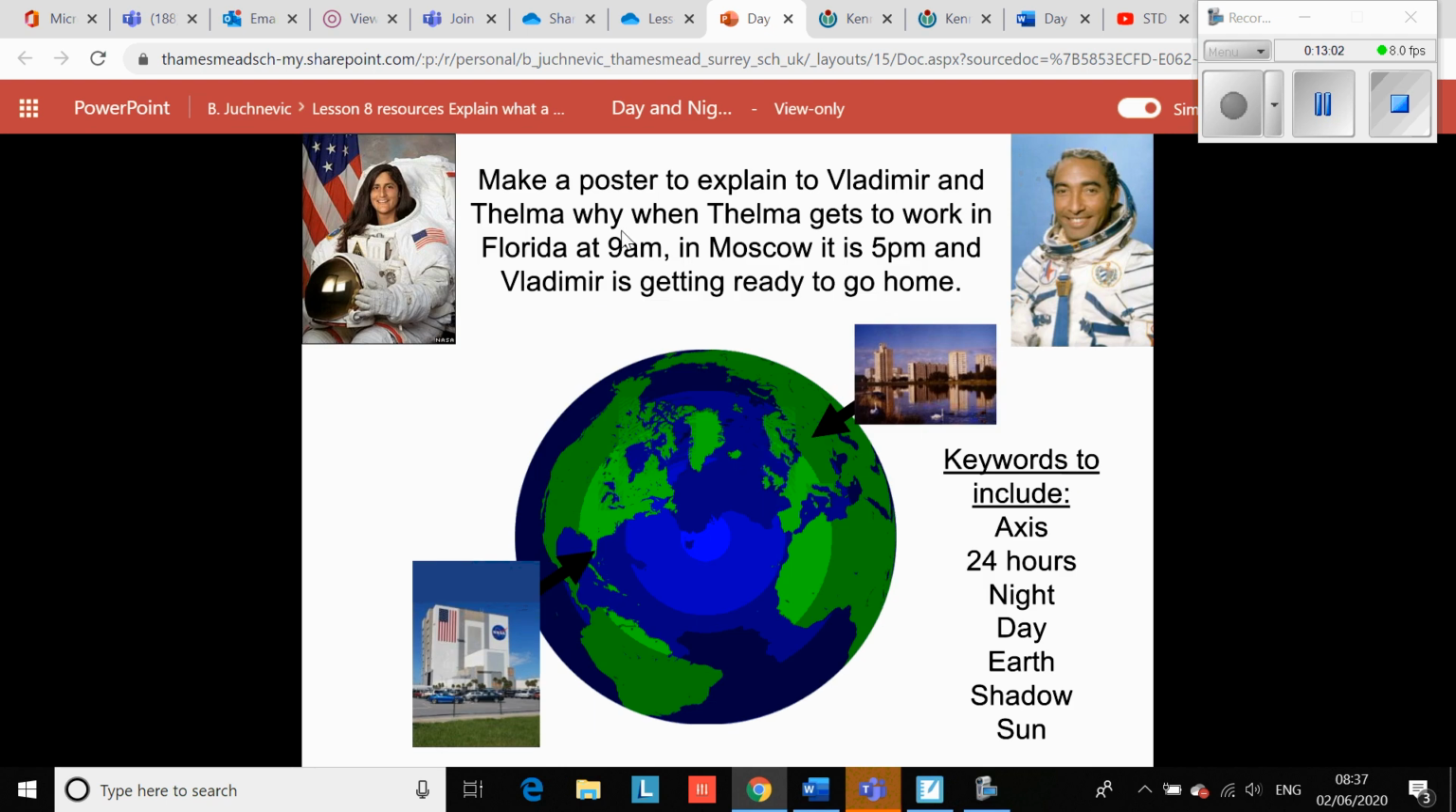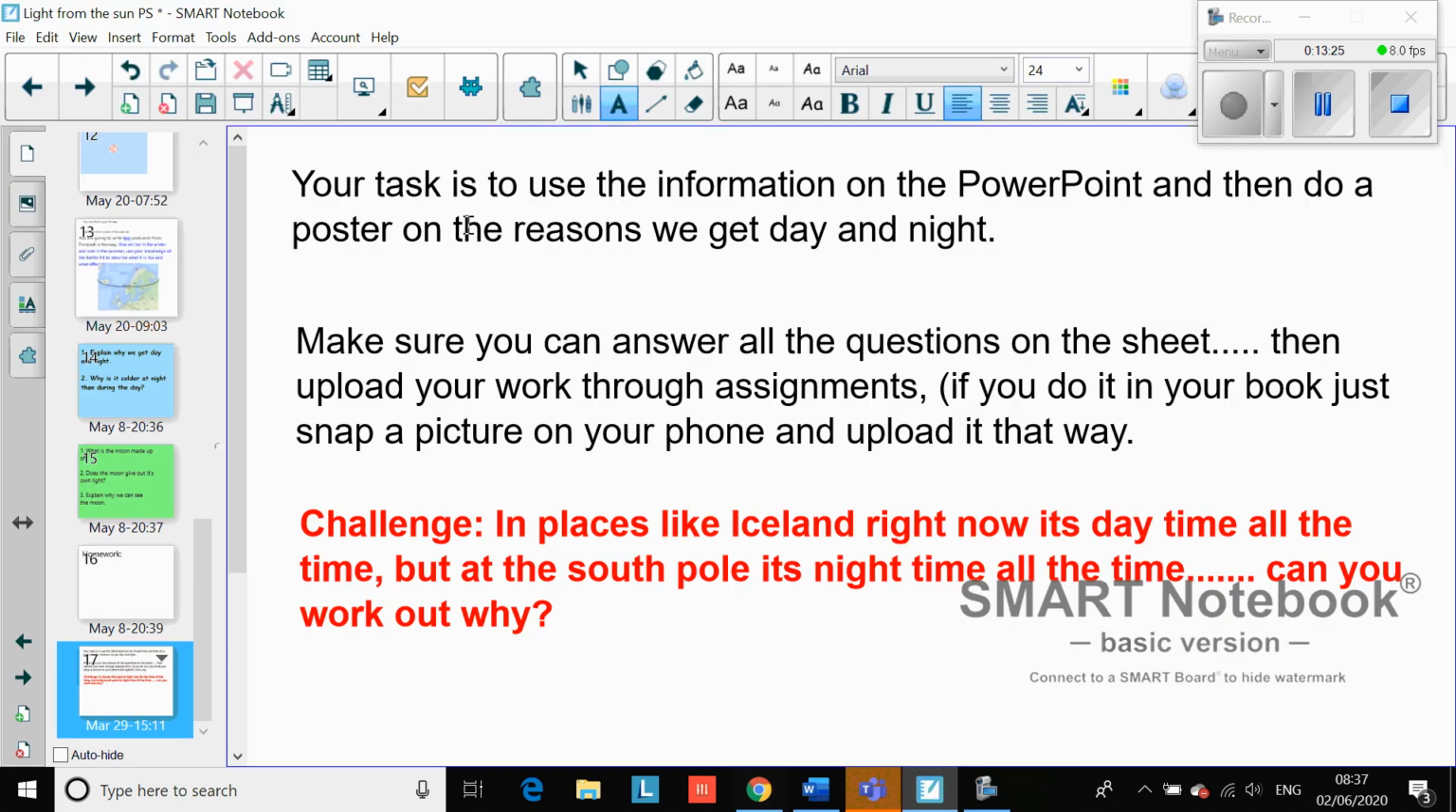So, using some of this information, make a poster to explain to Vladimir and Thelma why Thelma gets to work in Florida at 9, and in Moscow it's 5 PM, and Vladimir is getting ready to go home. So some key words: axis, 24 hours, night, day, earth, shadow, and sun. So I'll leave this PowerPoint up for you. Okay, so make sure you can answer all the questions on the sheet, then upload your work for assignments. If you do it in your book, you can just snap a picture on your phone and upload it that way.